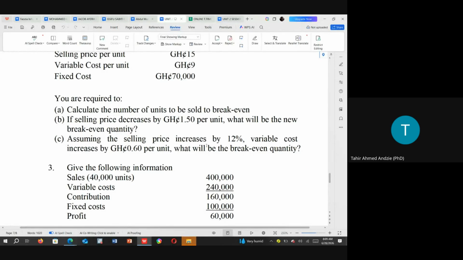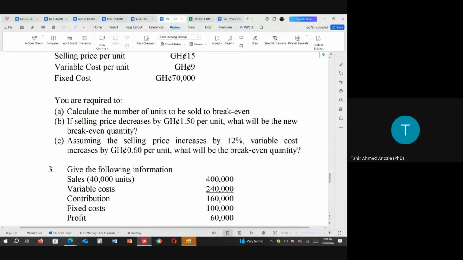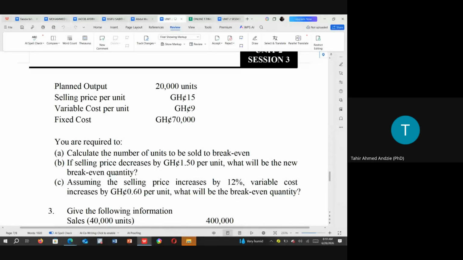So we have Pansma Limited. Break-even point in units is given by fixed cost over contribution per unit, where contribution per unit is equal to selling price minus variable cost per unit. So our contribution is equal to 15 cedis minus 9 cedis, giving us 6 cedis.